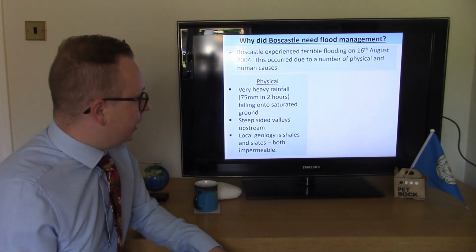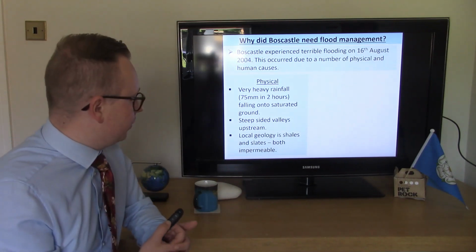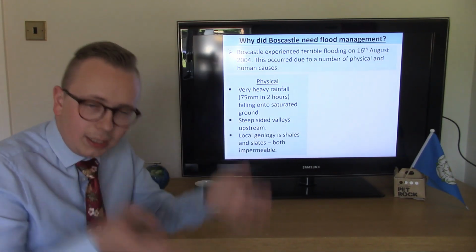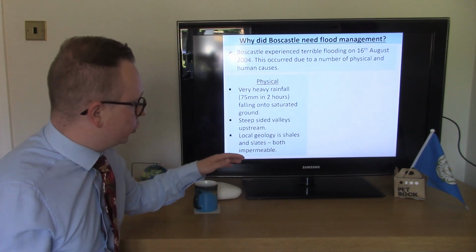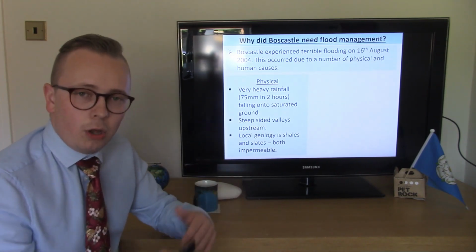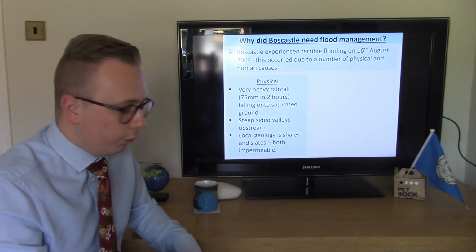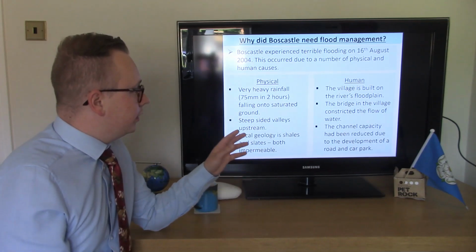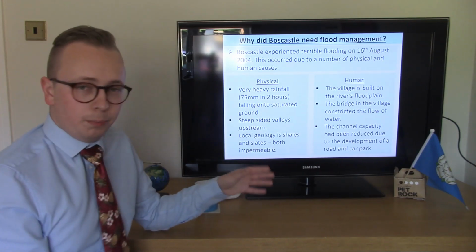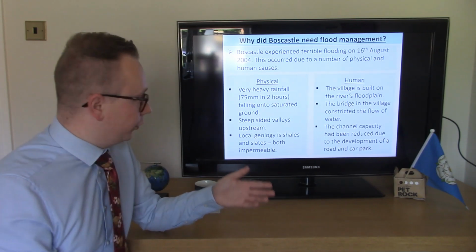The village, even though it's close to the sea, is actually surrounded by very steep valleys in this part of the UK, channeling water into the rivers. And the local geology is also impermeable, shales and slates not allowing water to percolate into the rock, instead encouraging more overland flow. Some human factors then. The village itself has actually been built on a floodplain, so there's a human choice there to build on a floodplain, land that's vulnerable to flooding.